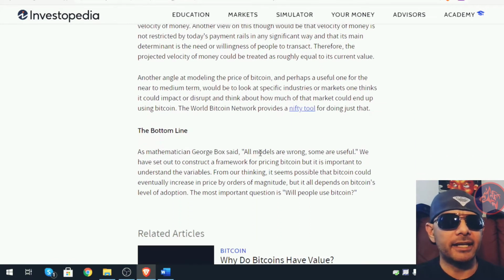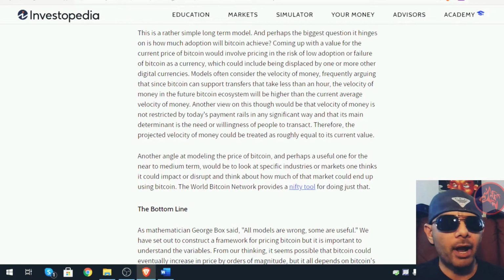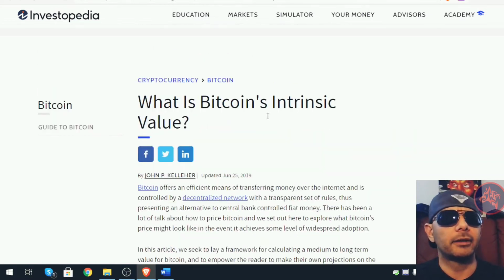Now, the bottom line is all models are wrong. Some are useful. And that's kind of what I'm saying with the P/E and everything on that. It's all about probabilities. It's all about probabilities, okay? So keep that in mind when it comes to Bitcoin's intrinsic value, okay? The way that they've kind of come up with the fair value of Bitcoin.